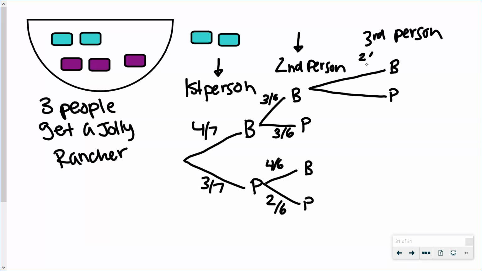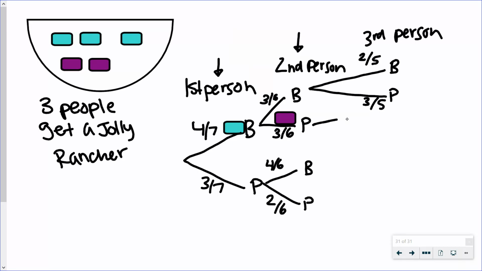Probability of blue is 2 out of 5. Probability of purple is 3 out of 5. I'm going to put back that last piece so I can look at what would the probability be if it went blue and then purple. Well, if it goes blue and then purple, I still have 2 options, blue and purple. And it is a 3 out of 5 and a 2 out of 5 probability.